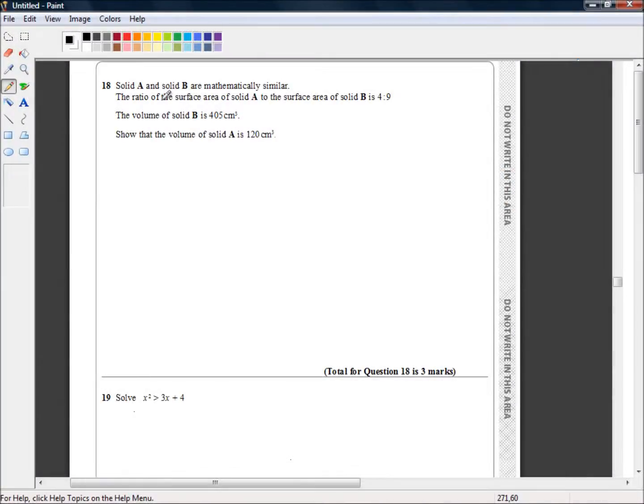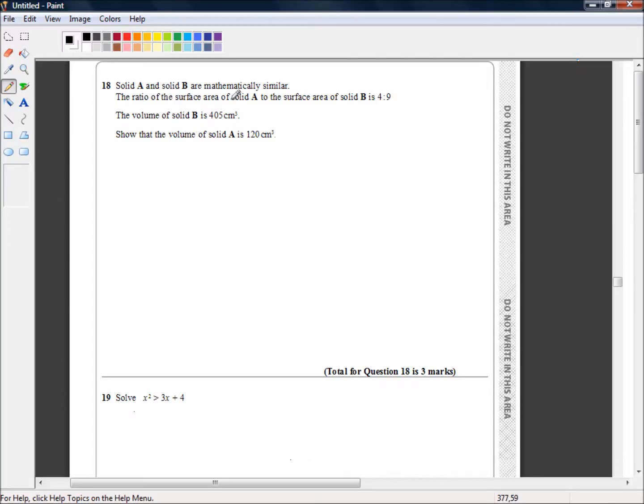Hello and welcome to the new style Edexcel GCSEs. These are the ones that go from grades 9 through to grade 1. This is paper 1MA1/1H. It's the first paper in the higher tier. It's a non-calculator paper and we're picking up in question 18.